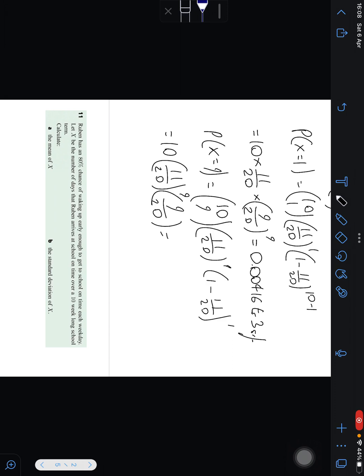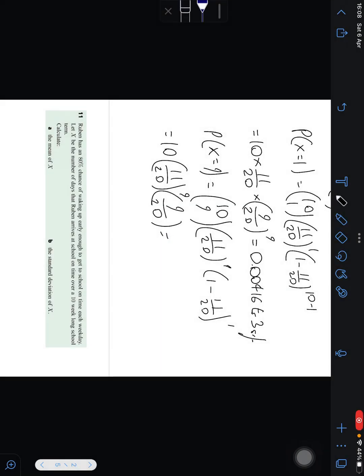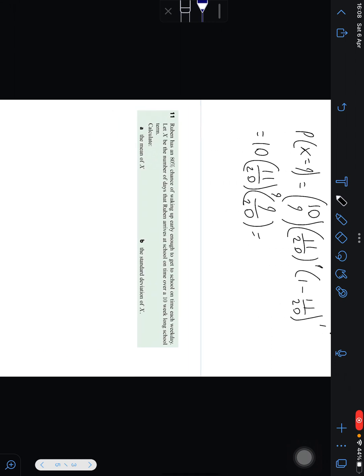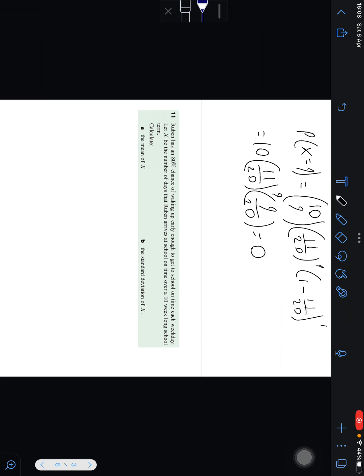As always, when you're doing stuff with the calculator, stuff takes time. 0.02072419, whatever. So all we need is 0.0207 to 3 significant figures.